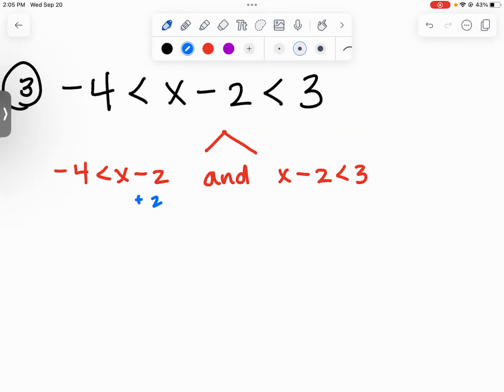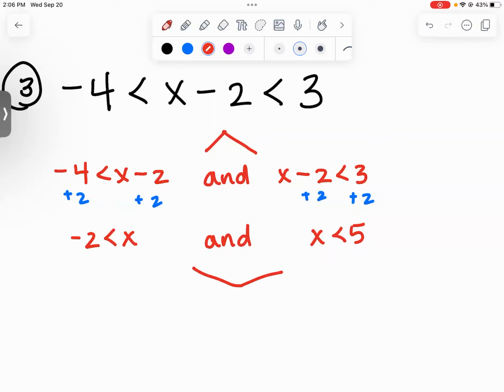Okay, so what we're gonna do is we're gonna add 2 to both sides. So we have x is greater than -2. And over here, to get x by itself, we would need to add 2 to both sides. So x is less than 5. Now, if you write it like this, I'm not gonna be upset, but we can come back to x is greater than -2 and less than 5.